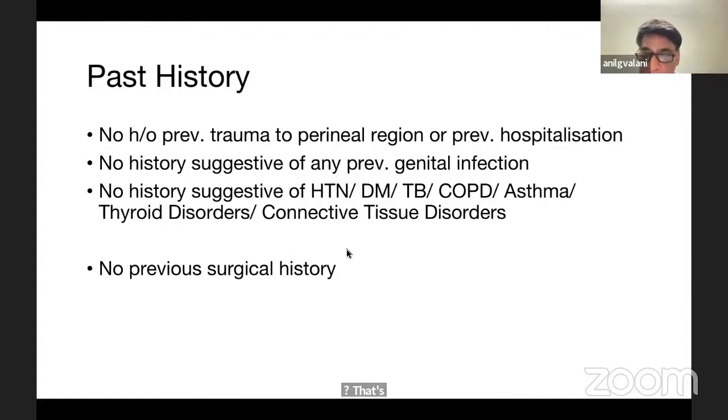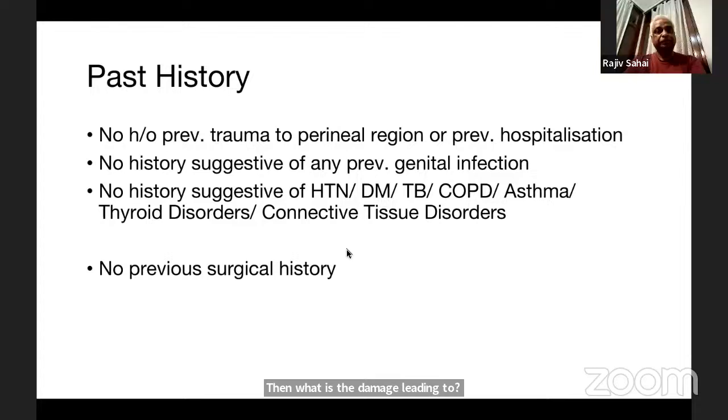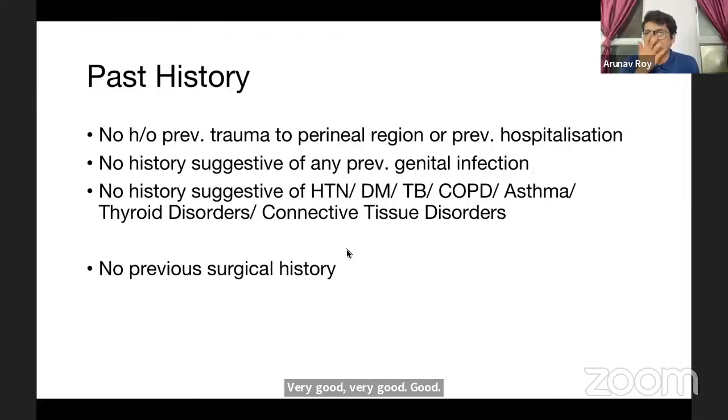Understood. Now, when the ilioinguinal nerve gets damaged in an open inguinal hernia operation, what is the damage leading to? It's only leading to sensory damage to the sensory supply. Very good. Where is the sensation lost? Mainly over the root of the penis and the lateral part of the scrotum, sir, as well as the medial part of the thigh, sir.